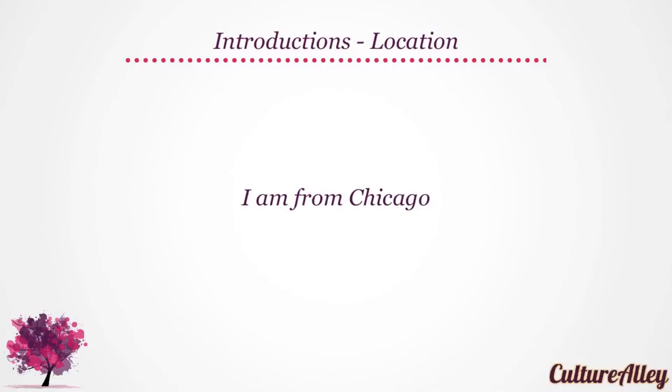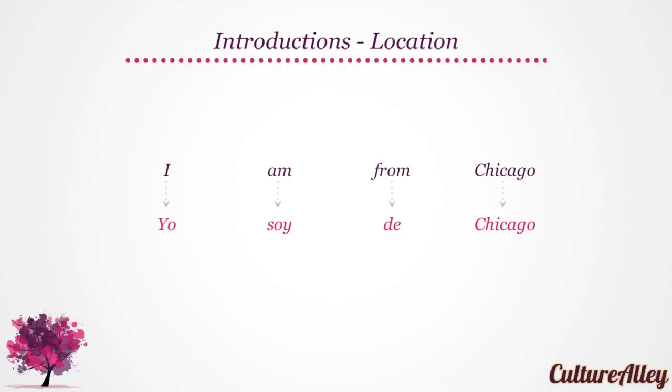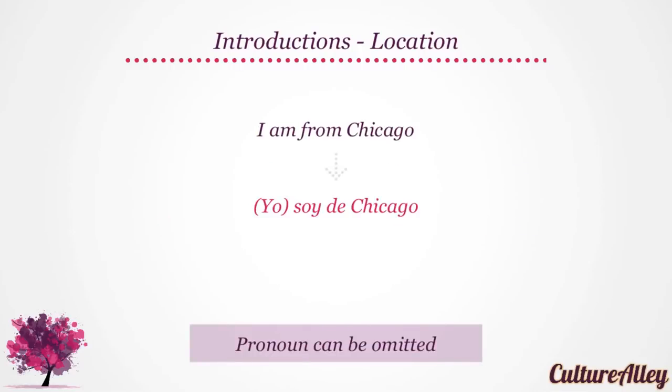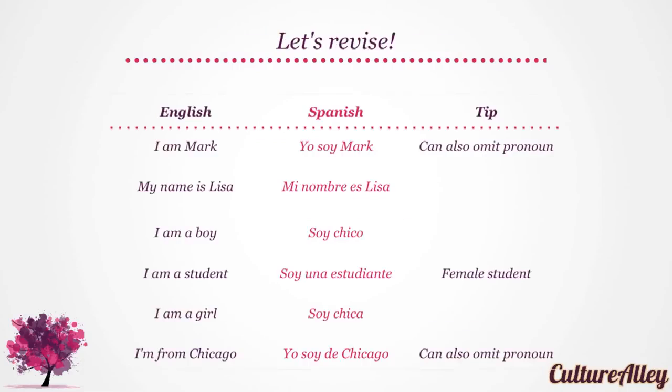Now let's look at how we will tell where we are from. Let's try saying, I am from Chicago. Looking at it word by word, I translates to yo, am to soy. From translates to de. Try that, please. De. And lastly, Chicago is kept as is. Hence, I am from Chicago becomes soy de Chicago. As usual, we omit the yo here. So try saying the translation for I am from Chicago. It is soy de Chicago.